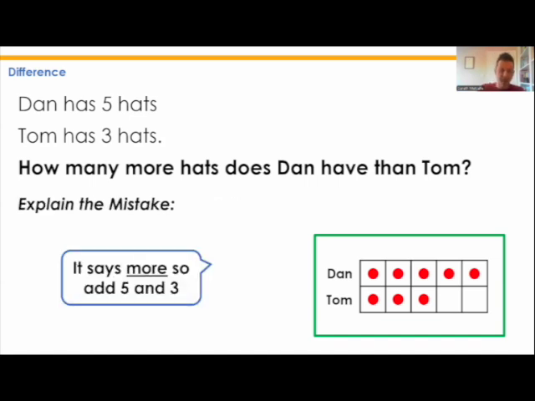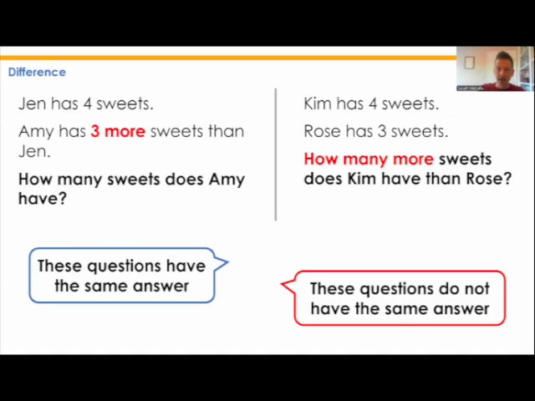And then the discussion we go to is, it says more, so add 5 and 3. And children have had the time to process this question. They know that no, it's how many more. So we're looking for the difference. And then further on in the build-up, we have a look and compare these two different questions.